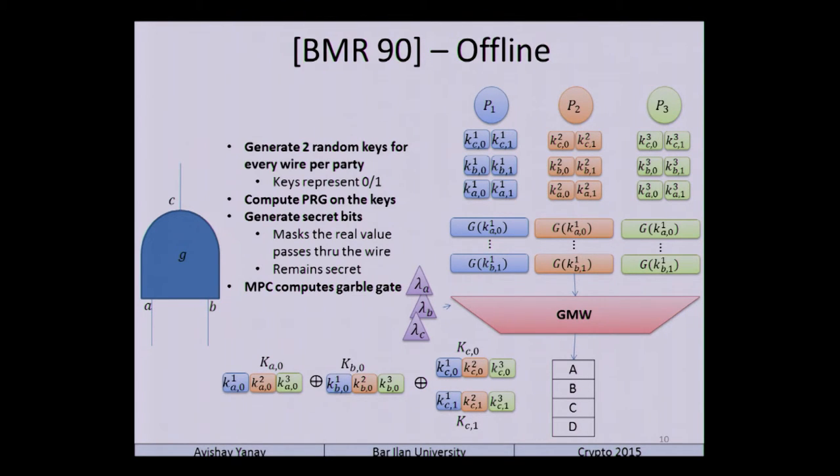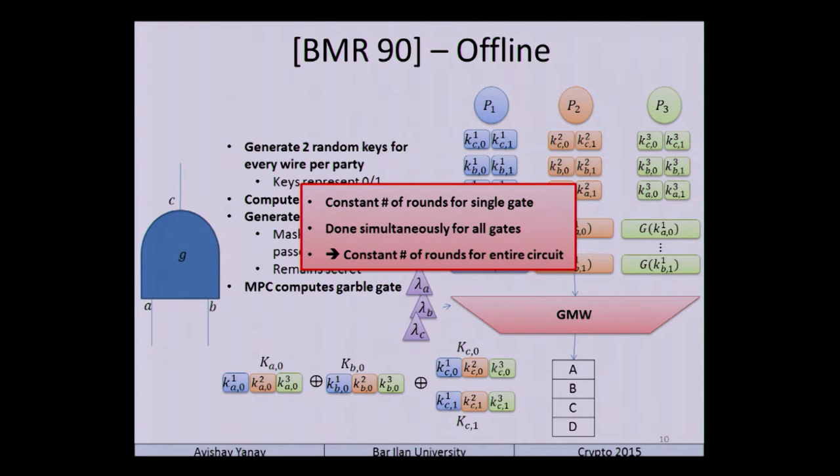Now, although GMW is not a constant round protocol, all this computation is done in constant communication rounds, because the amount of computation here is constant. So the computation of a single gate requires a constant number of communication rounds. Now, because the computation of all the garbled gates is independent of each other, the computation of the whole circuit is also done in a constant number of communication rounds.